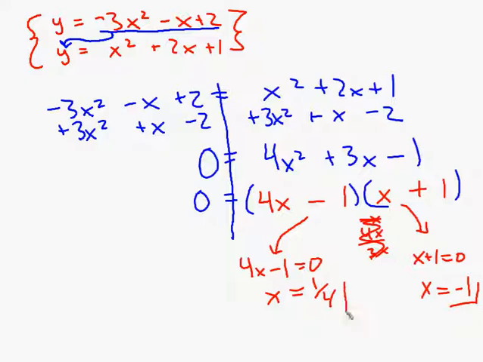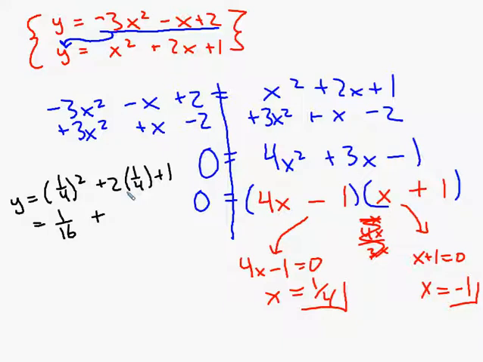But now I'm going to have to go back to my equations here and get y. Right? I'll do this 1/4. I'm going to use this second equation because there's not that negative 3. So y equals 1/4 squared, plus 2 times a fourth, plus 1. So we get 1 over 16, plus this will be a half, and plus a 1. And in order to add those, what do I need? Common denominator, right? And my common denominator is 16.